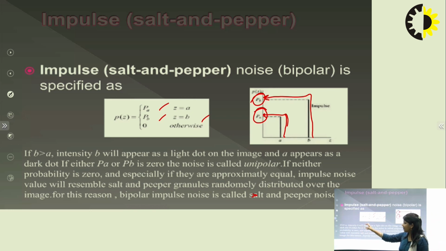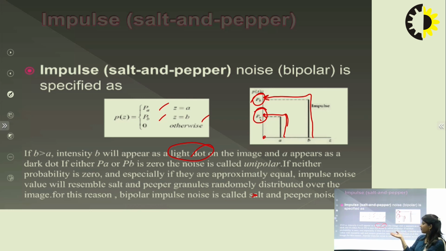If B is greater than A, then intensity B will appear as a light dot, and A appears as a dark dot. Means A is getting dark and B dots are light. If either PA or PB is 0, then the noise is called unipolar. Both dots are going to be the same.